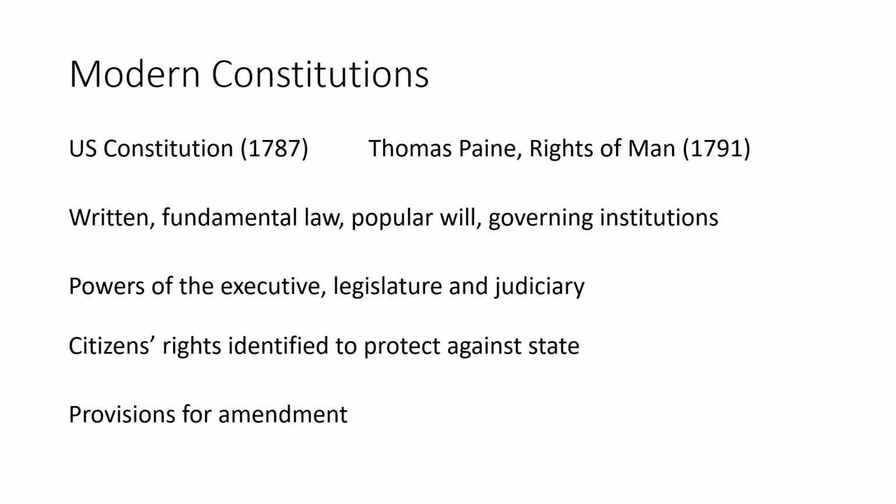And a constitution identifies citizens' rights to protect the citizen against the state, which is quite interesting. In a liberal democracy, citizens have rights. The governing power is there only with the permission of the citizens. And so citizens must have rights, and these rights must be identified. And of course, in a constitution, there are provisions for amendments. So in the US Constitution, there are numerous amendments to the original document.